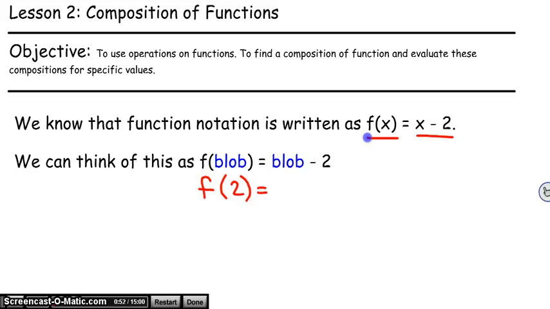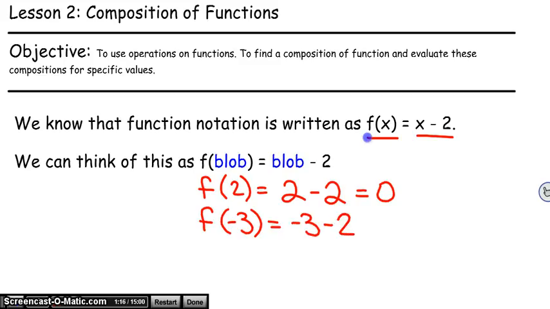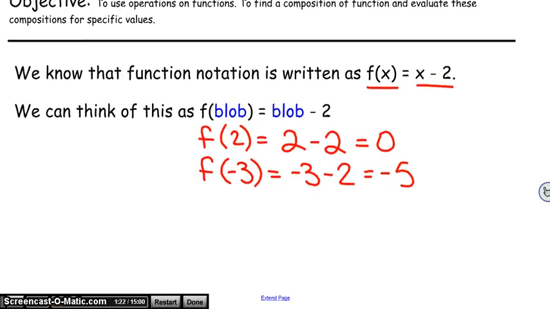And when we do that, if you think back from the last lesson, what that means is we're replacing all of the x's with the number 2. And then we can evaluate so that 2 minus 2 equals 0. And you can do that for any value that you can think of. So for example, let's talk about f of negative 3. We replace blob with negative 3, minus 2, and that gives us negative 5. But you can replace blob with anything at all.